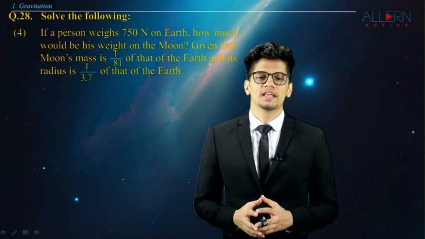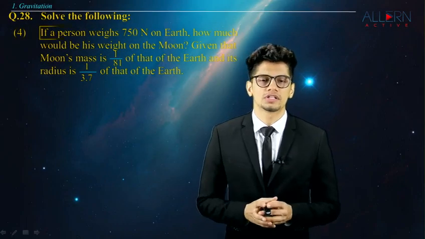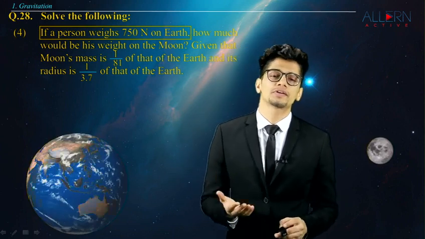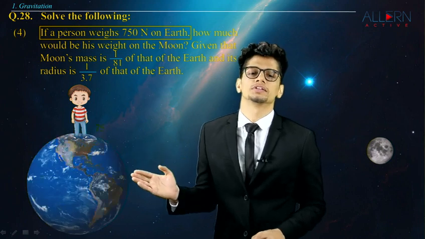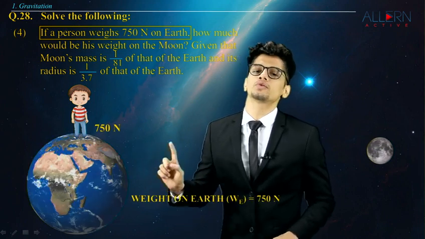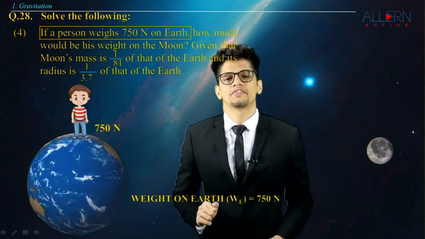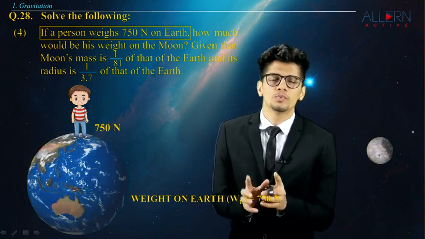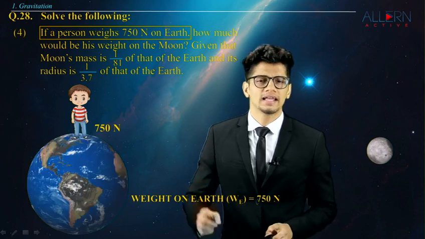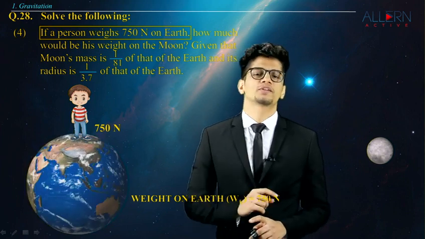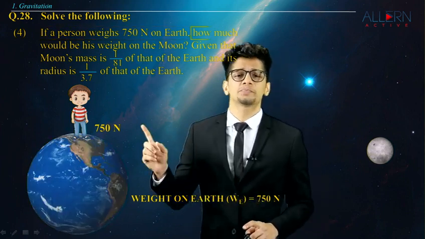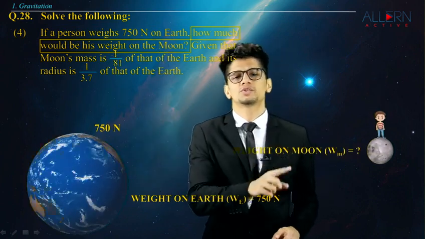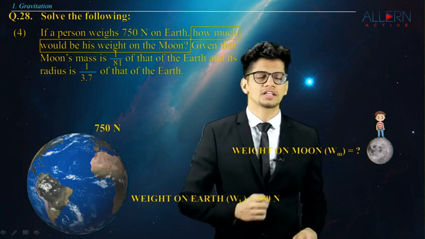In this question, we've been given two heavenly bodies, the Earth and the Moon. The question says if a person weighs 750 Newton on the Earth, which means W_E is equal to 750 Newton, what would his weight be on the Moon, given that the Moon's mass is 1 by 81 times that of the Earth? That means if this person actually goes onto the Moon, what would his weight be? This is what is asked in the question.